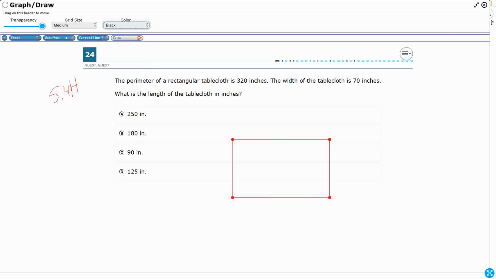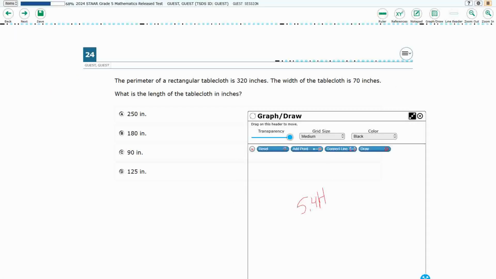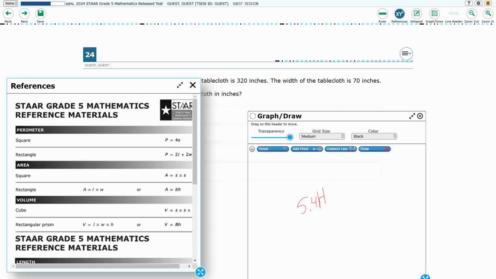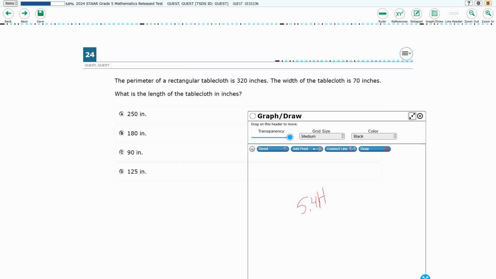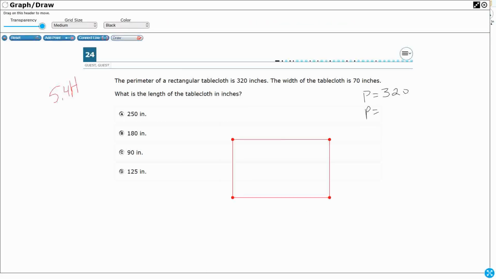The perimeter equals 320. Okay, now I can also look to see, do I have anything on my reference material? Perimeter is 2L plus 2W. Okay, so I know that P equals 2L plus 2W.